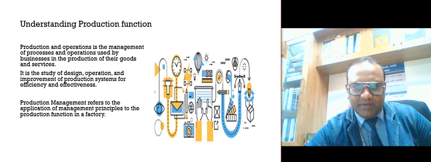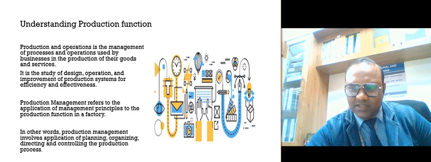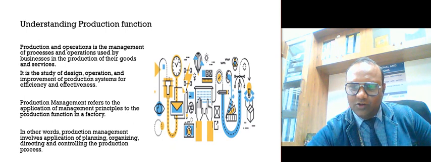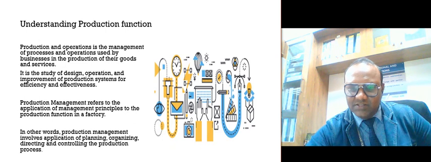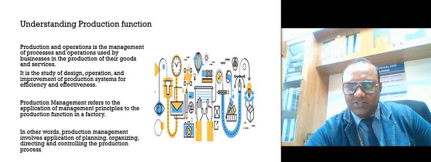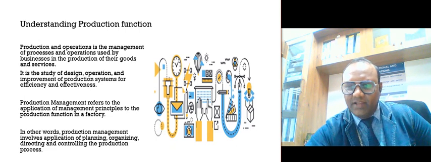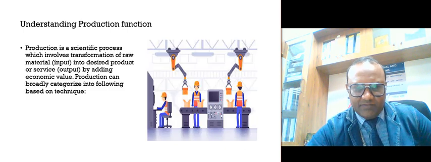So, production management refers to the application of management principles to the production function in a factory. Basically, we're looking at the principles of management, planning, organizing, directing, and staffing, which happen to be the core fundamental principles of any management process, now applied in the production process in the plant or in the factory, so that we can effectively apply these principles and achieve efficiency and effectiveness.